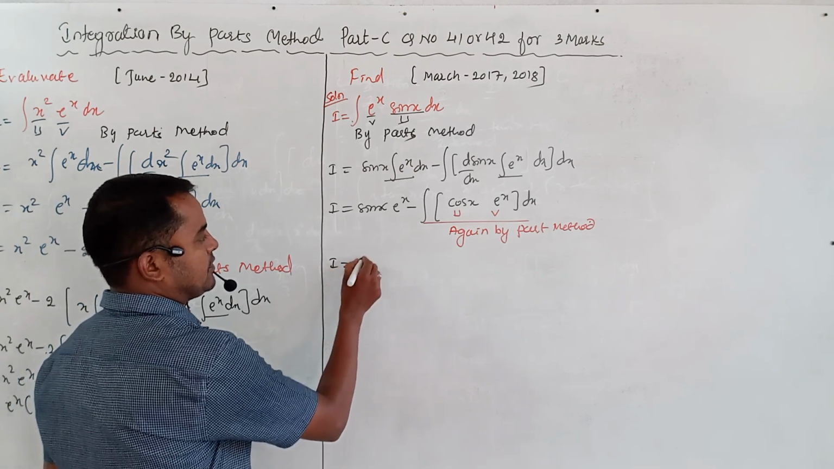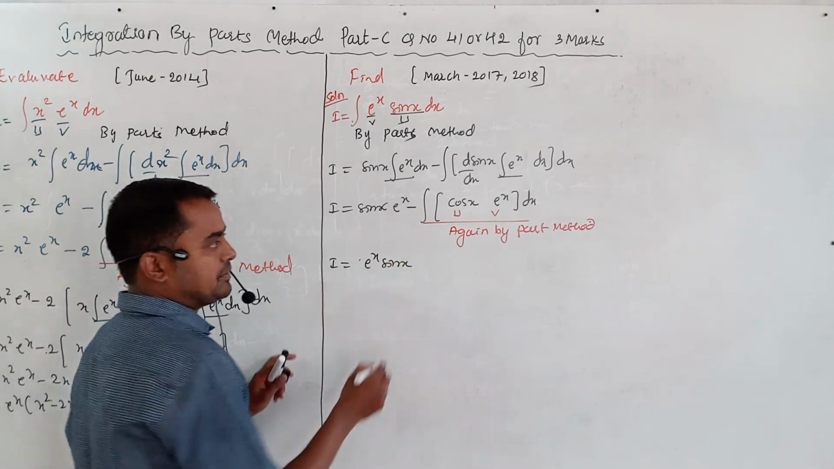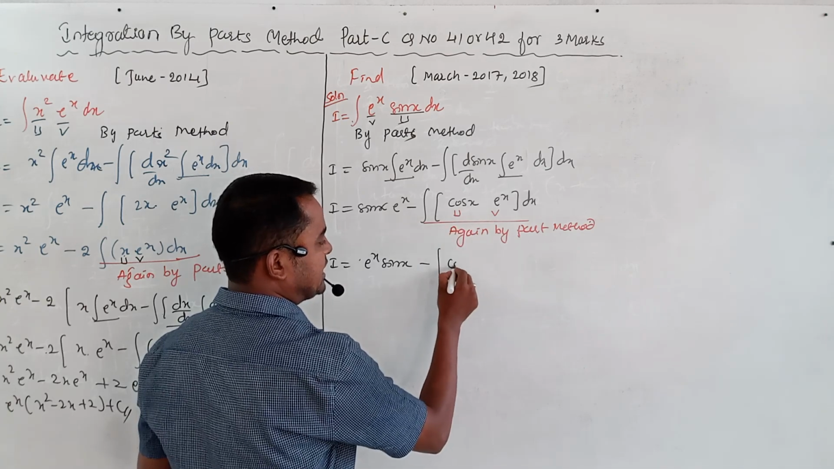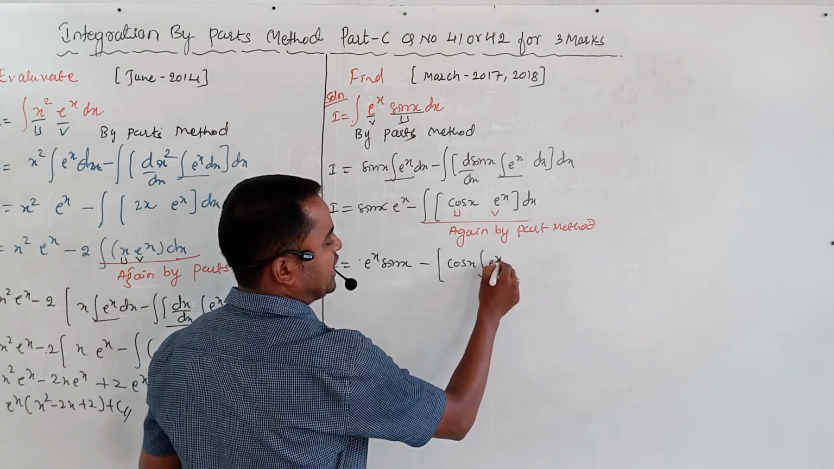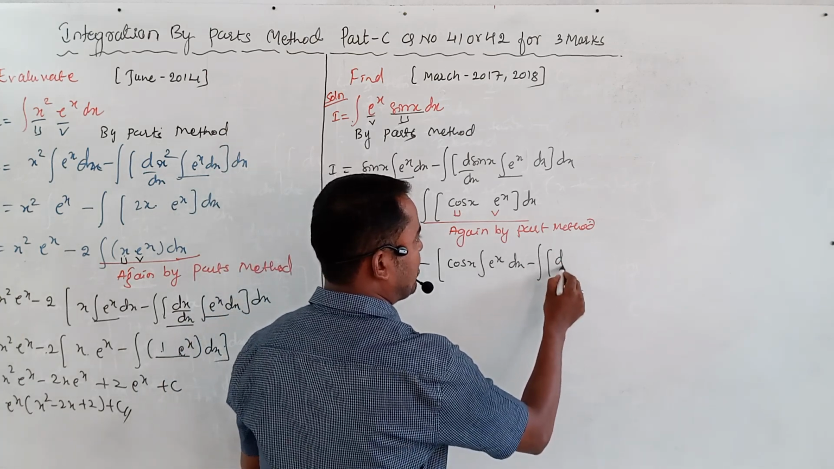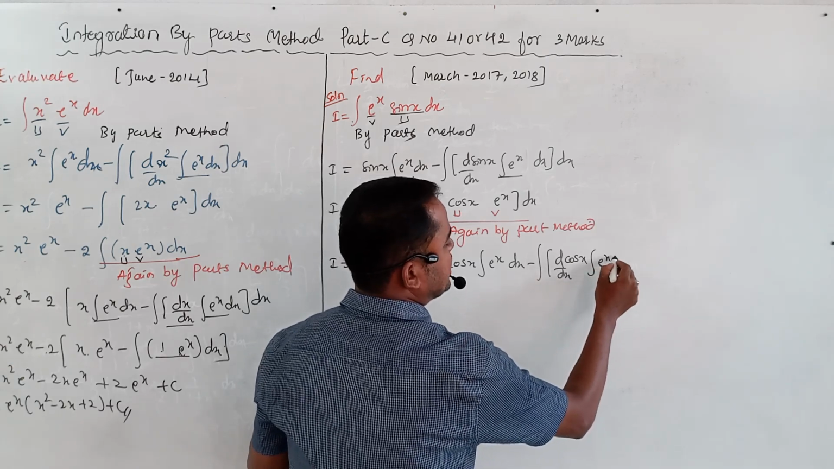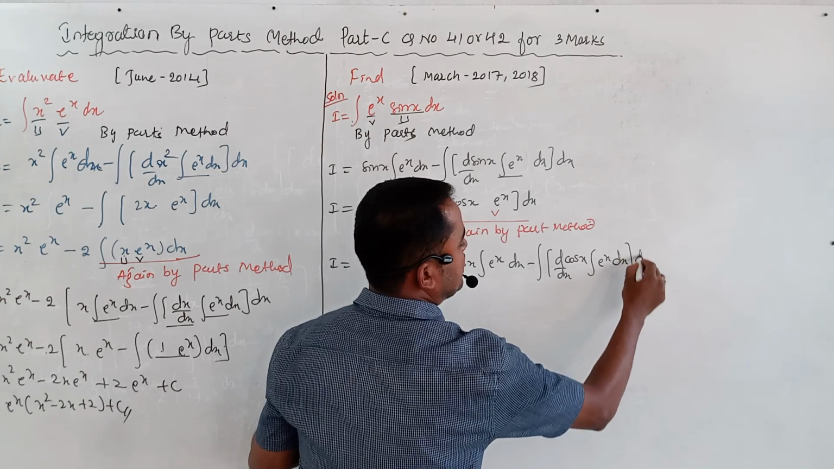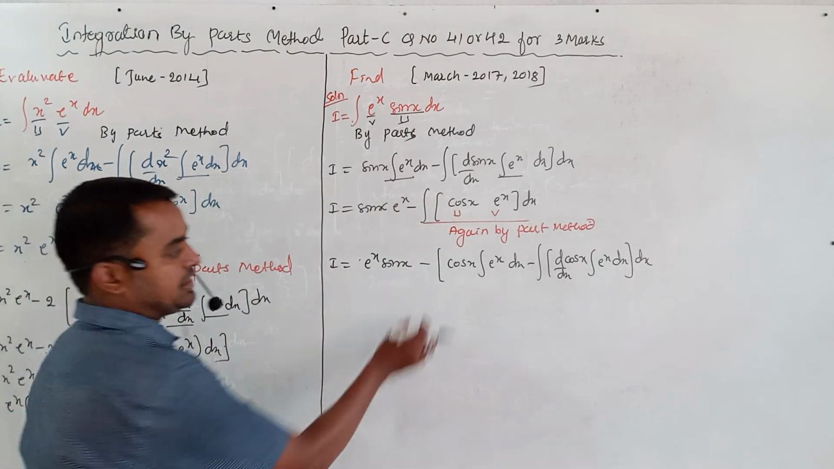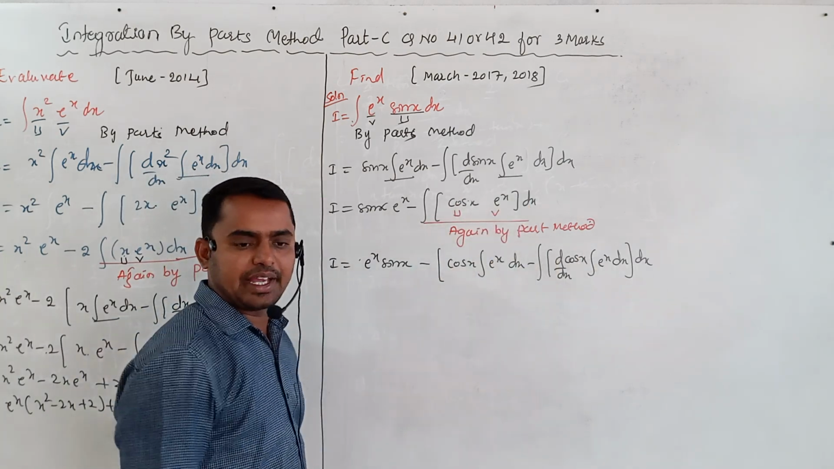e raised to x into sin x, e raised to x sin x, minus into the bracket cos x as it is, integration of e raised to x dx minus integration of derivative of cos x with respect to x, integration of e raised to x dx, whole bracket dx. Yes, by parts method again. This is u, this is v, and derivative of u, integration of e raised to x.